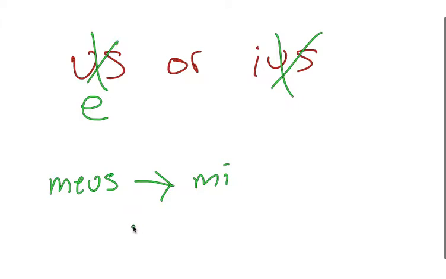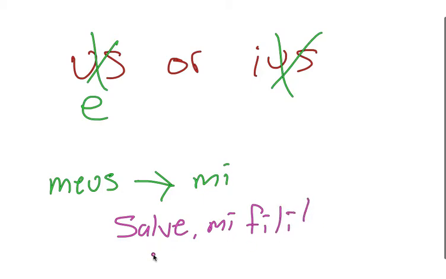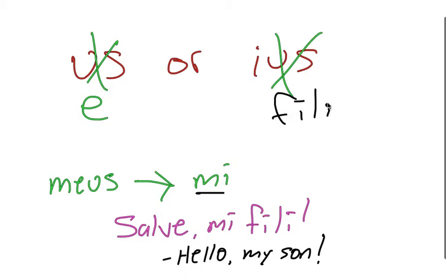And so if you were Roman and you were talking to your son, you would say something like salve, mi fili, and that would be hello, my son. This is a really common vocative in Latin. So meus goes to mi, and of course filius ends in IUS. So to form the vocative, you would drop the US.